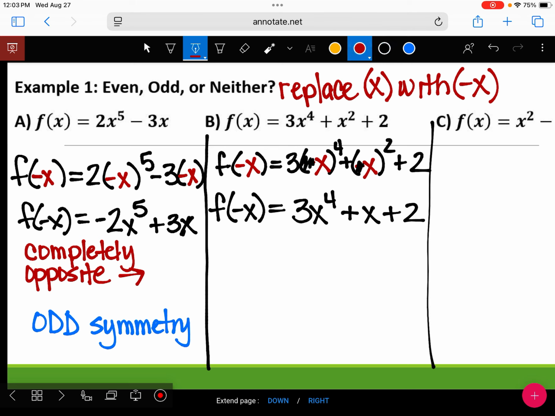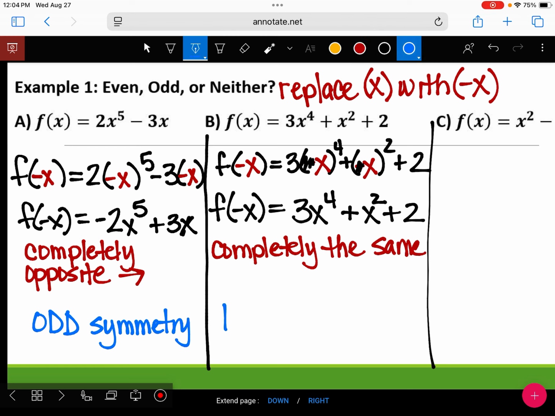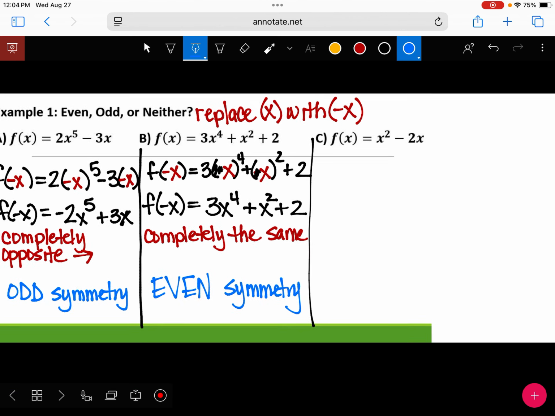which, if you look at it, is completely the same. I have to put the square on top of it. We do, thank you. Completely the same, which tells me that this has even symmetry. So if it's completely the same, it's even. If it's completely opposite, it's odd. And you probably already know that the last one is going to be neither.